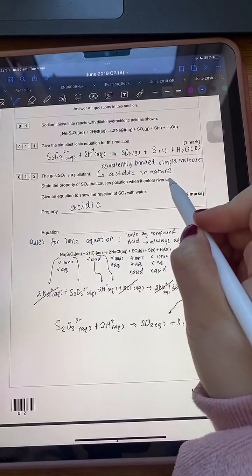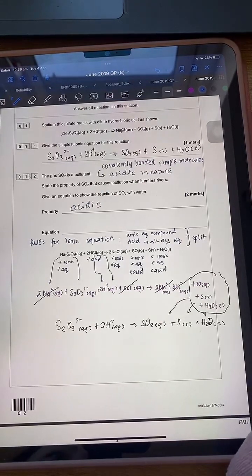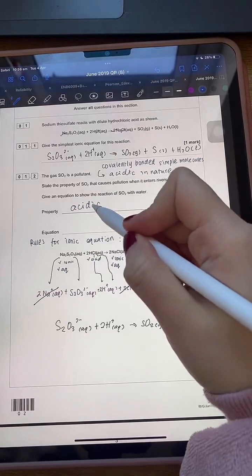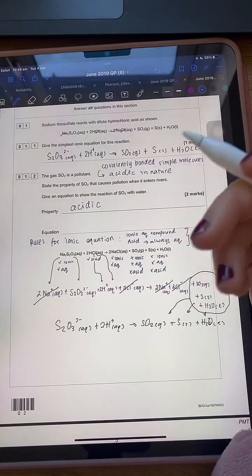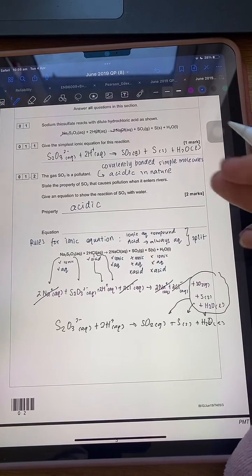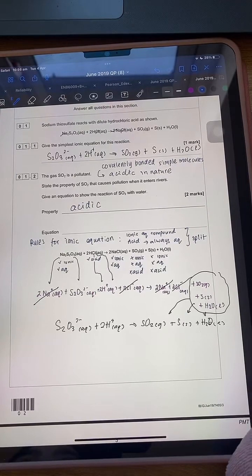This causes pollution when it enters rivers because it's acidic. We don't want acids in our rivers, do we? So that's one of the things that you can put in there. You can say that it's acidic, low acidity, produces H+. You can say any of those.